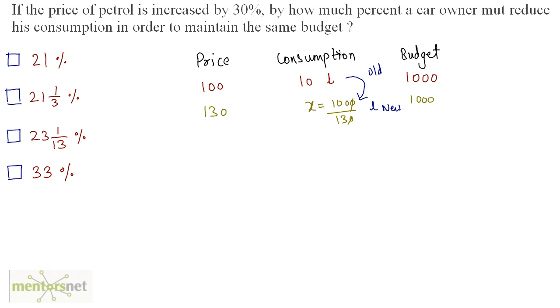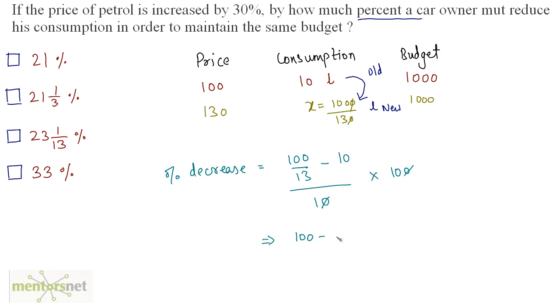And I have to calculate the percentage decrease in the consumption. So I have the formula ready. Percentage decrease is equal to the new value minus the old value. So the new value is 100 by 13 minus the old value, which is 10, divided by the old value, which is 10, times 100. The 0 and this 0 get cancelled out, and this is equivalent to 100 minus 13 times 10, which is 130, divided by 13 times this 10.